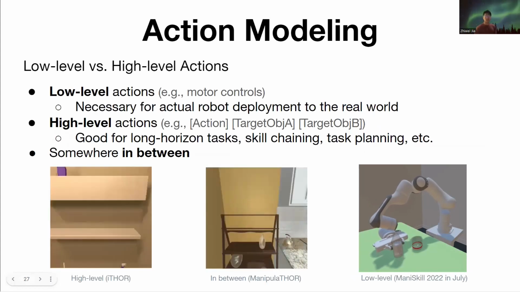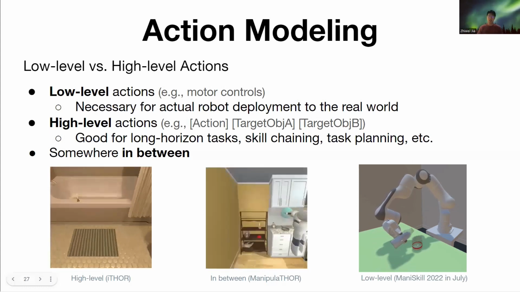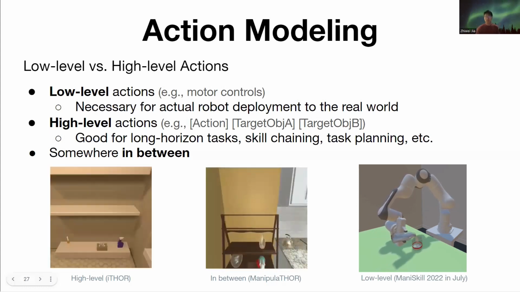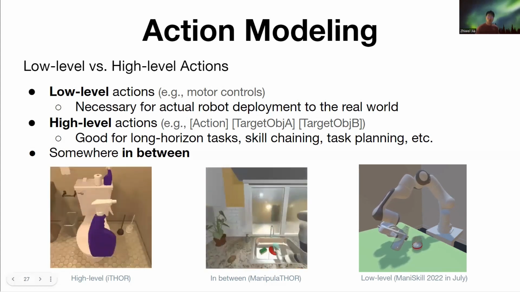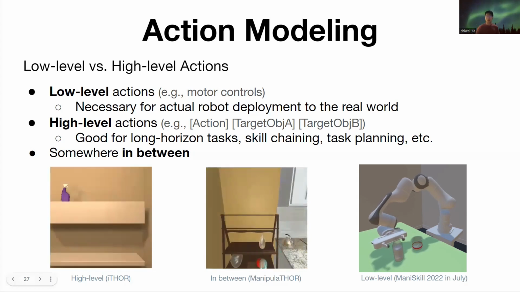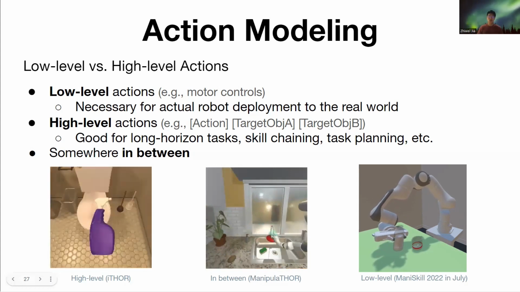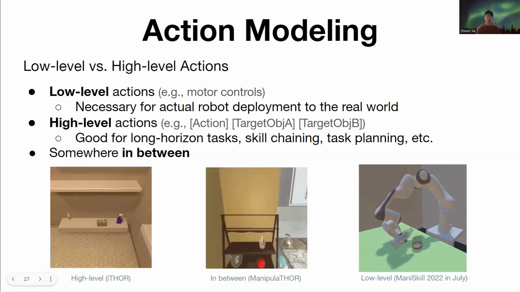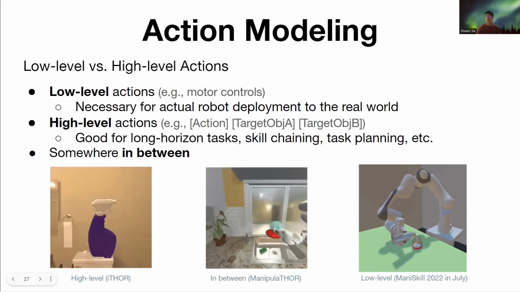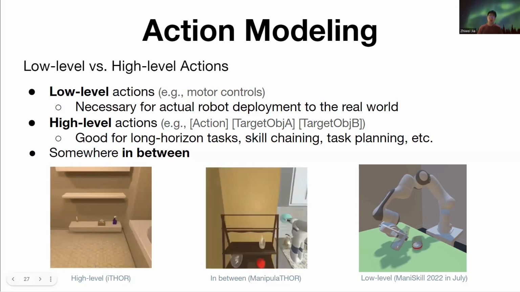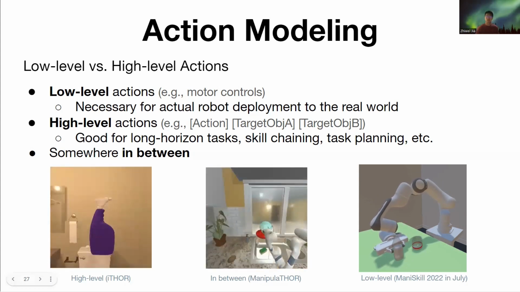Next, let's talk about the action classification. We can classify the actions into three categories: high level, low level, and somewhere in between. A low level action is illustrated on the right-hand side of the slide. We take an example from ManiSkill 2022, where the action is to pour water into another cup. The actions are essentially motor controls that can be directly deployed into real-world scenarios.